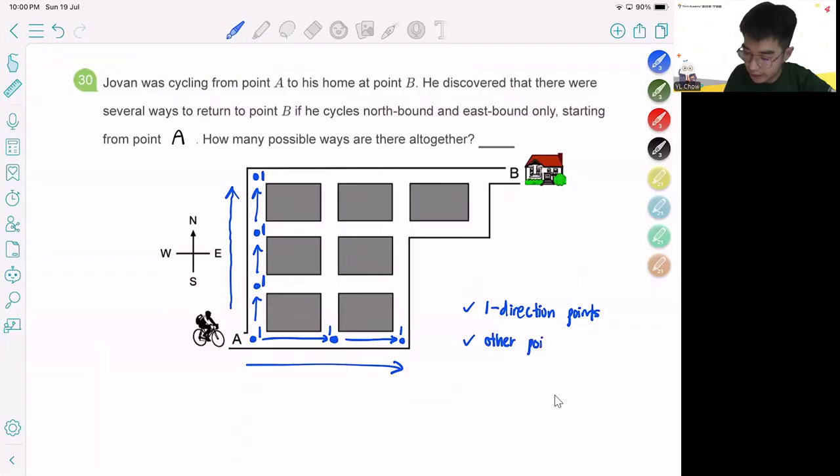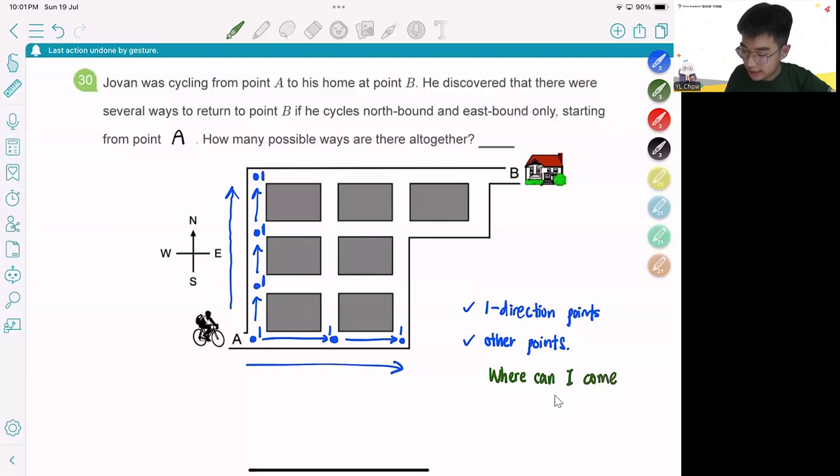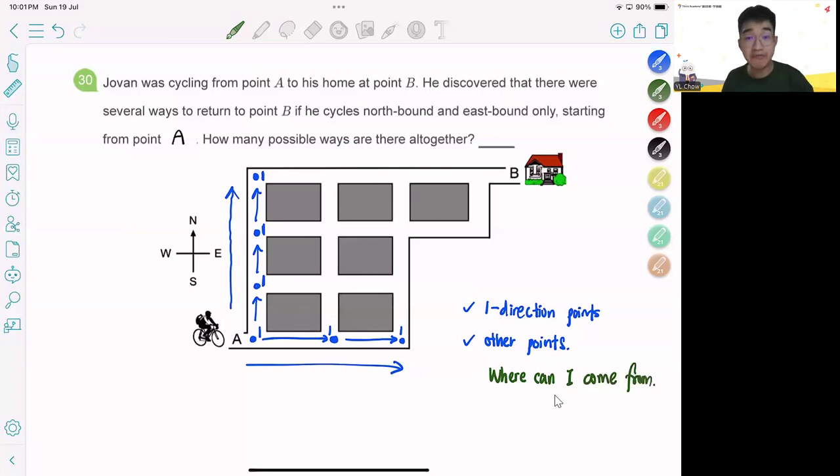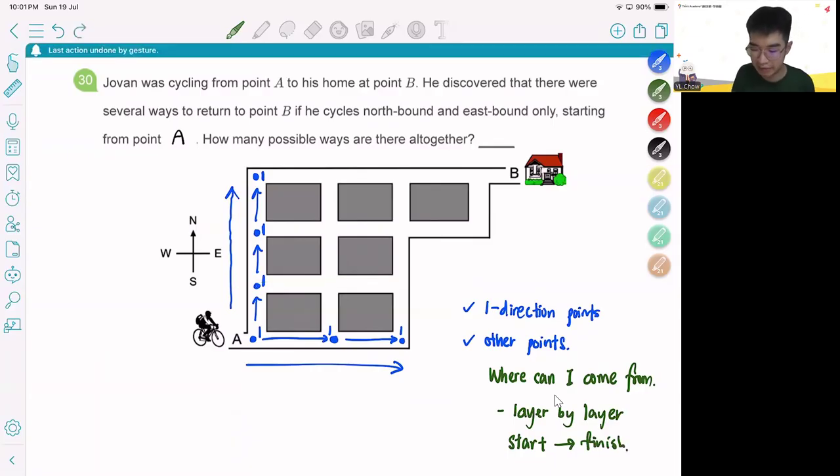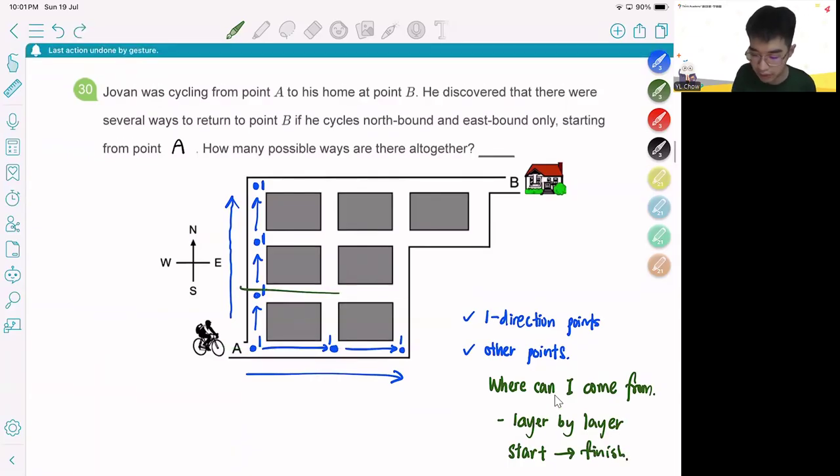Now, the key when you are labeling for the other points is always asking yourself, where can I come from? Right? What are the places that I visit, or rather I can come from prior to this new point? And we always go layer by layer from near the starting point to near the finish point. So maybe let's look at this layer first, right? We are done with the starting layer. Let's move on to here.